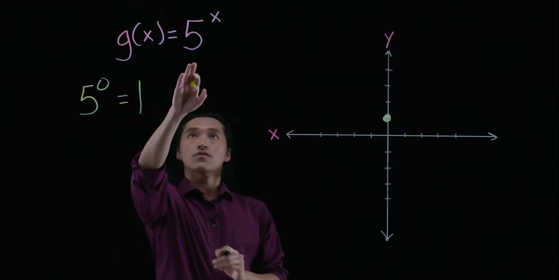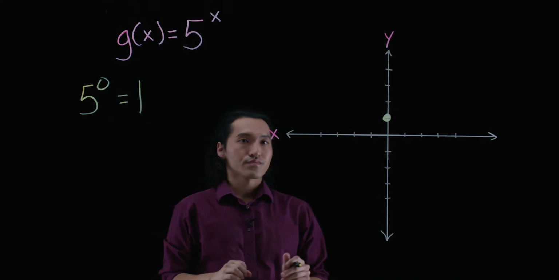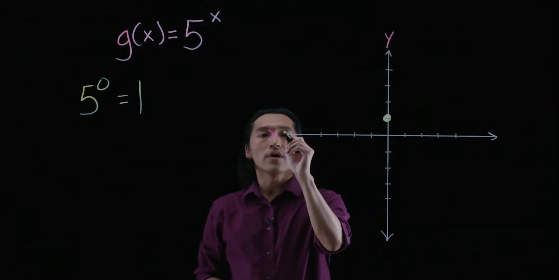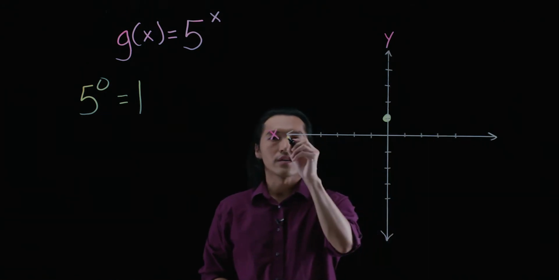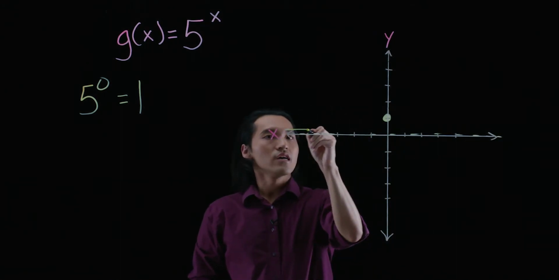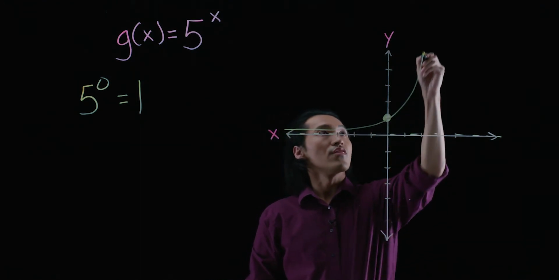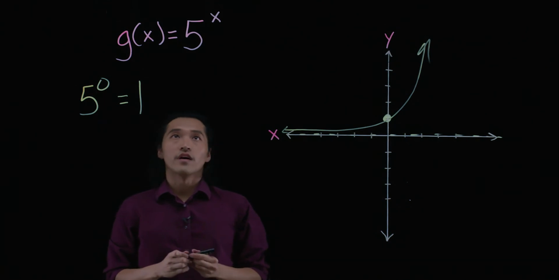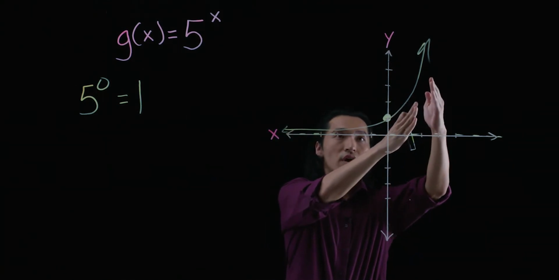Meanwhile, we can also look for asymptotes here. When we do exponential functions, there's always a horizontal asymptote. And the graph will end up looking something like this, right?